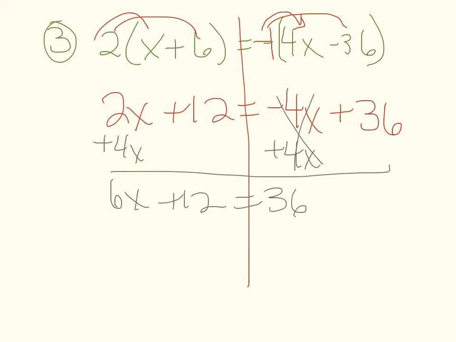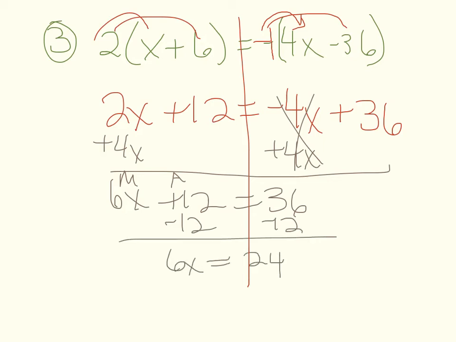Now, remember here I have multiplication and addition. I'm going to get rid of the addition first, so I'm going to subtract 12. So I have 6x equals 24. Then divide by 6, and x equals 4. Okay, all right, next problem.